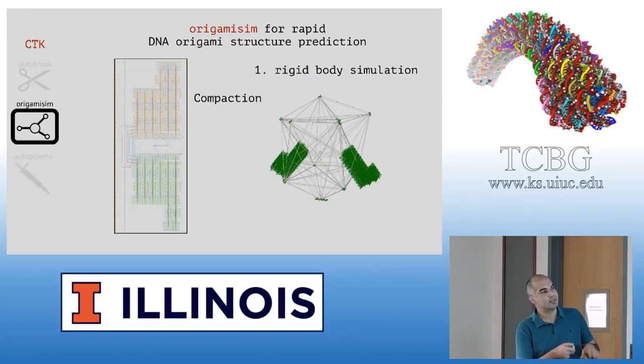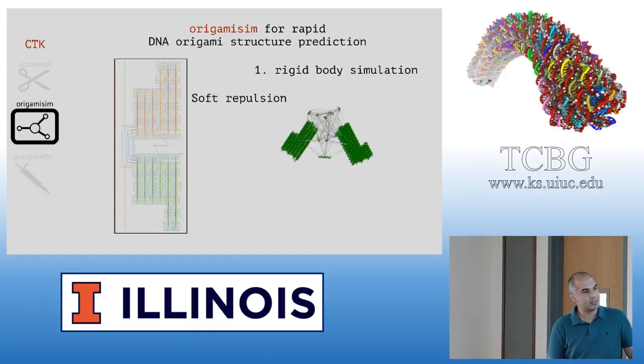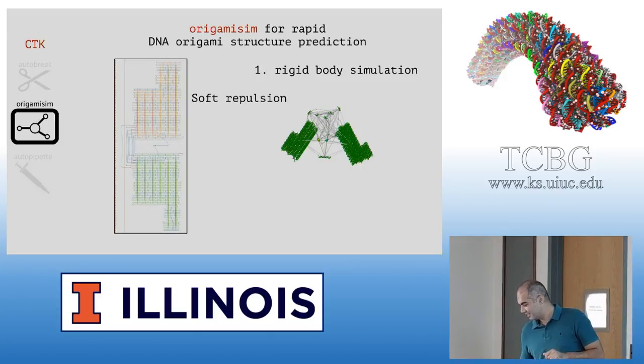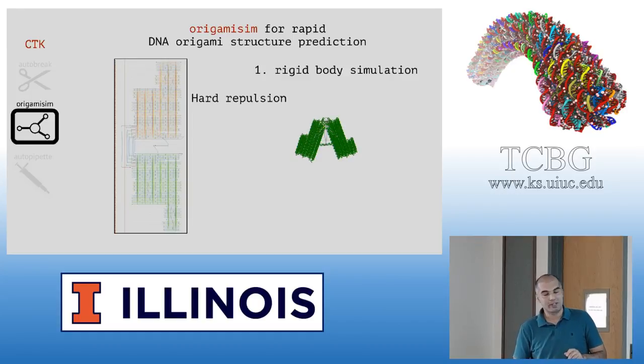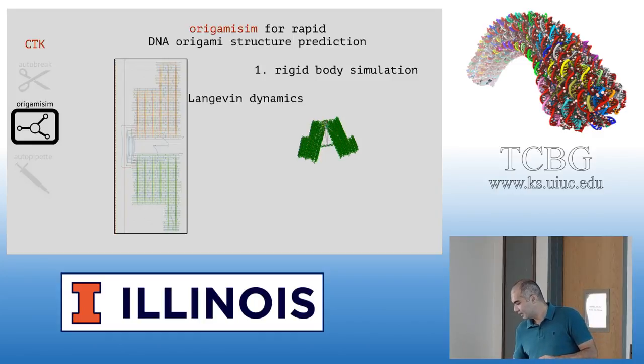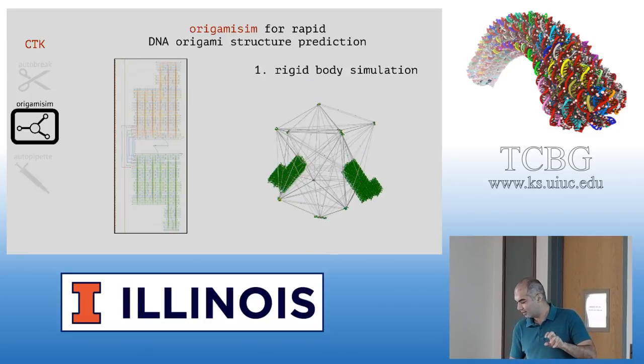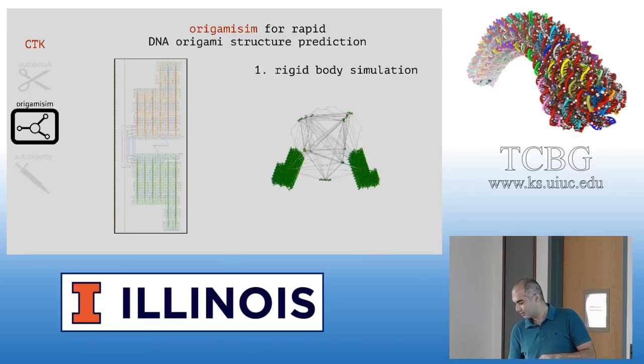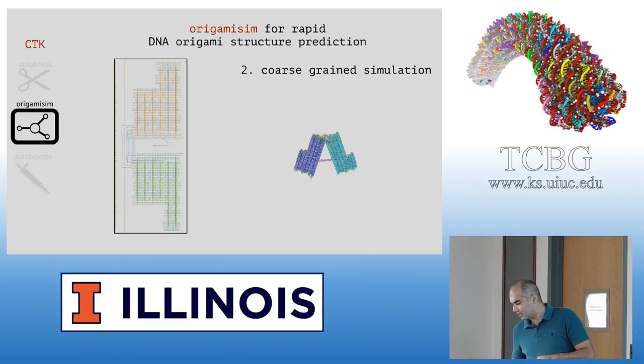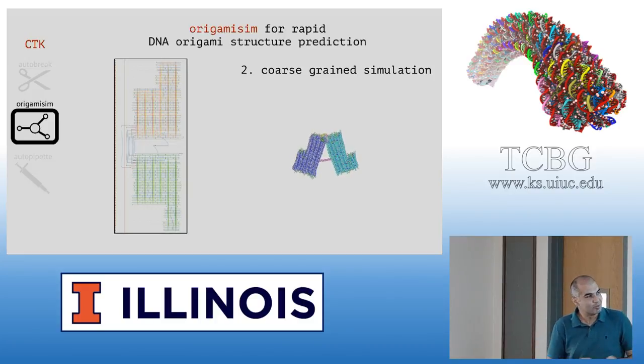The second part is to slowly bring the rigid bodies together. Then I turn on the soft repulsion terms, just the Gaussian repulsions, so it's not too hard. After that, I turn on the hard repulsions, and then I go with the Langevin dynamics, just with the rigid bodies. That's what happens. In the second part, the coarse-grained simulation, you can see that things are more fine now. You see more jiggling.